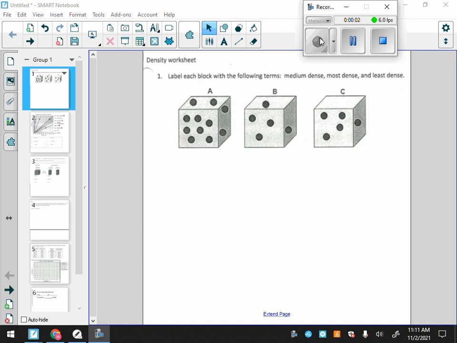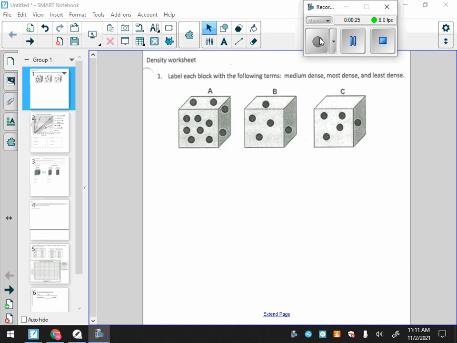Ladies and gentlemen, you should have mastered your I can sheet, I can density. So let's go over some things. Label each block with the following terms: medium dense, most dense, and least dense. You're going to be using the Ed Puzzles to answer the question. So which one do you believe is the most dense?